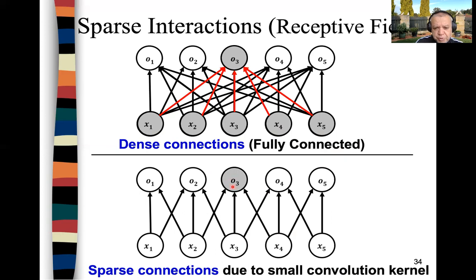So this output here is only connected to three inputs, because you have a kernel. If you remember, we had a 3x3 kernel, for example. So these connections are sparse as opposed to these ones which are dense.